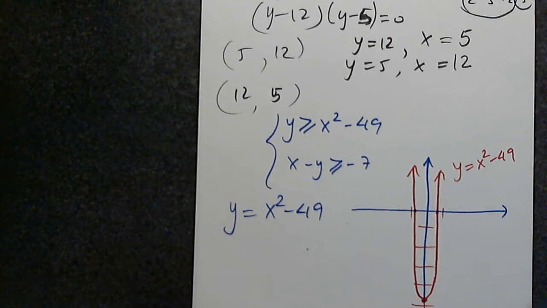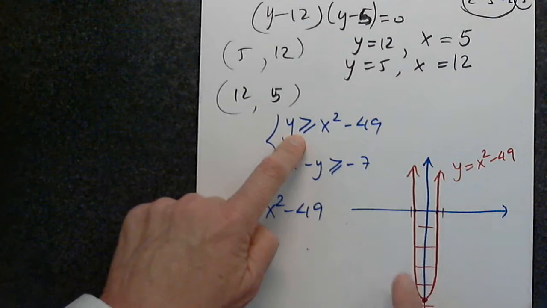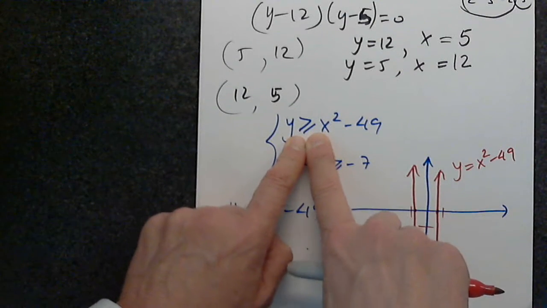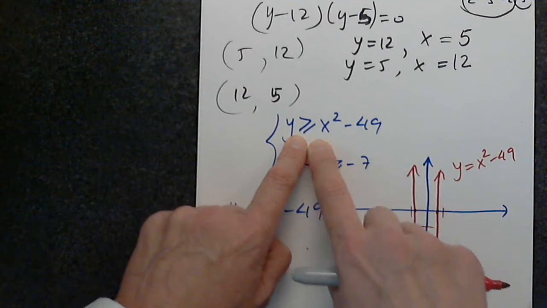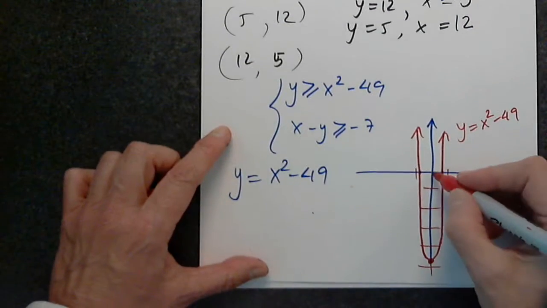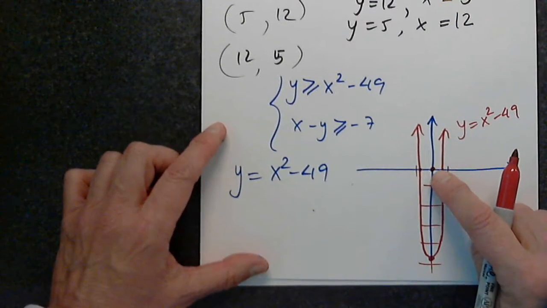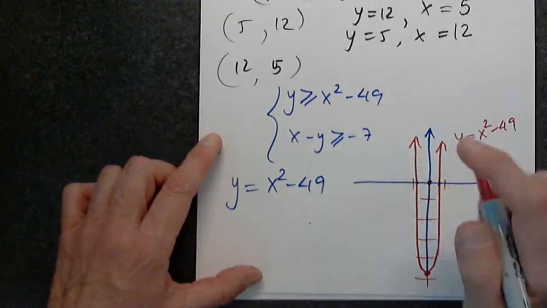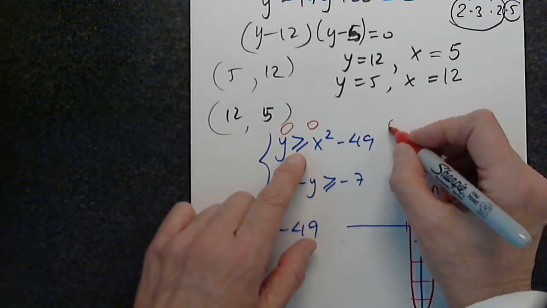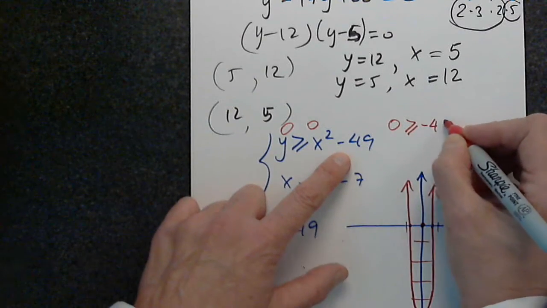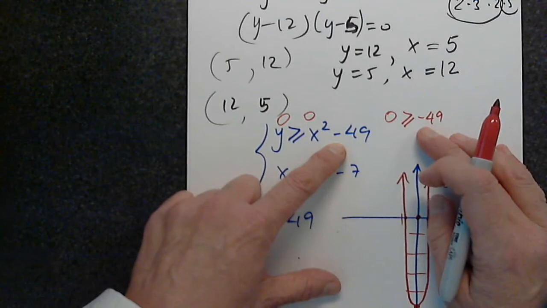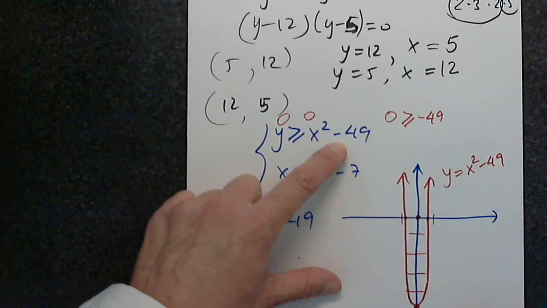And I should have stopped and asked you, can I draw it as a solid curve? I should have asked that before drawing it. Yes, correct? So I'm going to pick this point because the curve, or the function in this case, does not pass through the origin. 0, 0. Is 0 greater than or equal to negative 49? If you say yes, I'll shade in the inside. If you say no, that's false, then I have to shade in the outside.